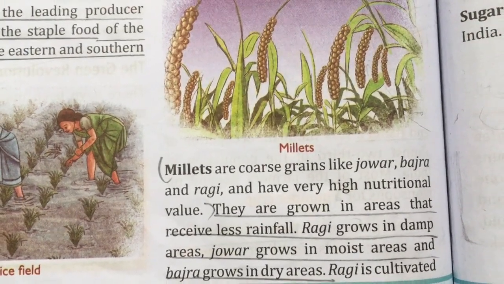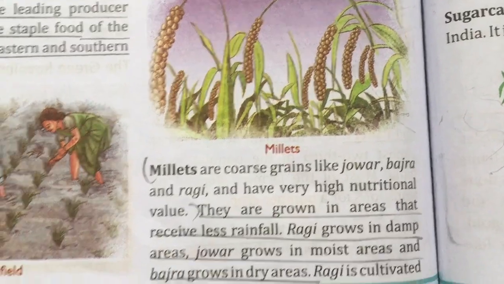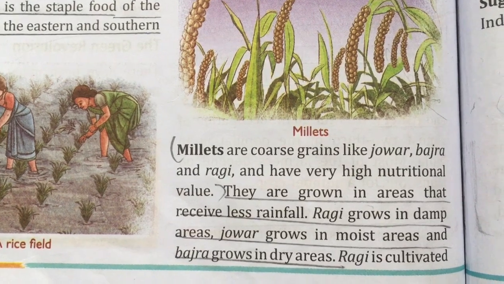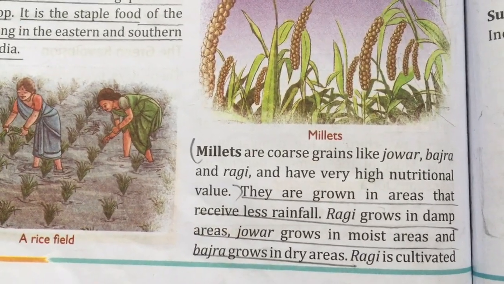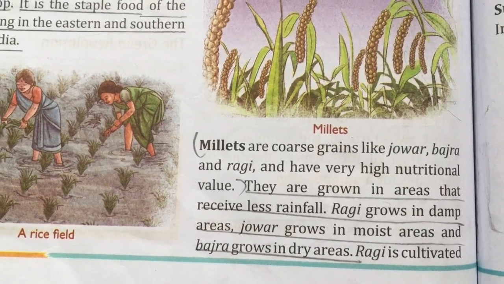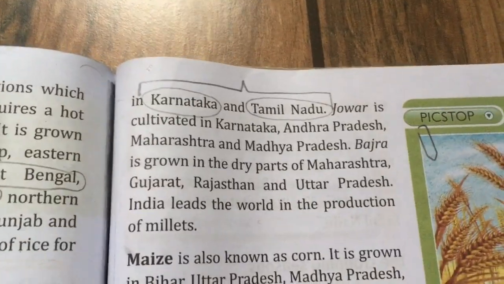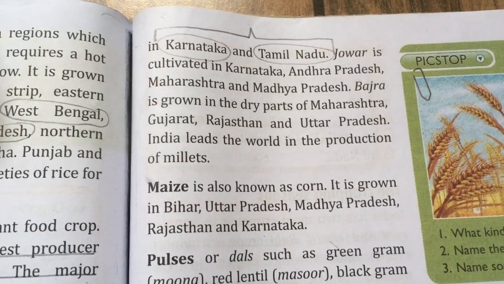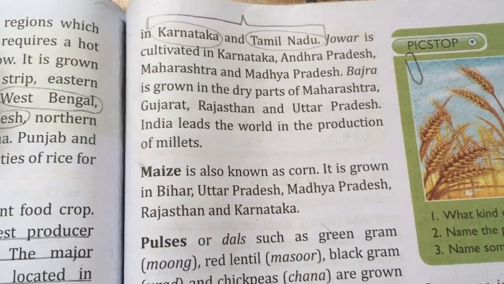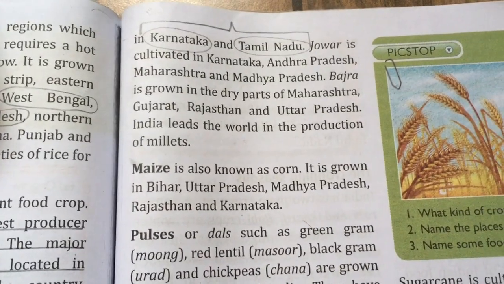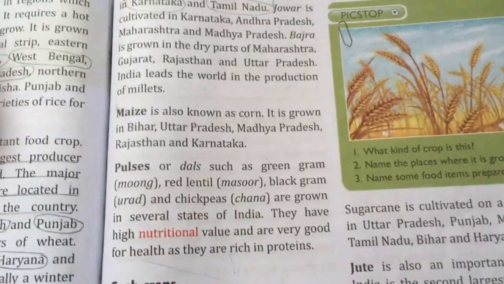Millets. Millets are coarse grains like jowar, bajra and ragi, and they have very high nutritional value. They are grown in areas that receive less rainfall. Ragi grows in damp areas, jowar grows in moist areas and bajra grows in dry areas. Ragi is cultivated in Karnataka and Tamil Nadu. Jowar is cultivated in Karnataka, Andhra Pradesh, Maharashtra and Madhya Pradesh, while bajra is grown in the dry parts of Maharashtra, Gujarat, Rajasthan and Uttar Pradesh. India leads the world in the production of millets.